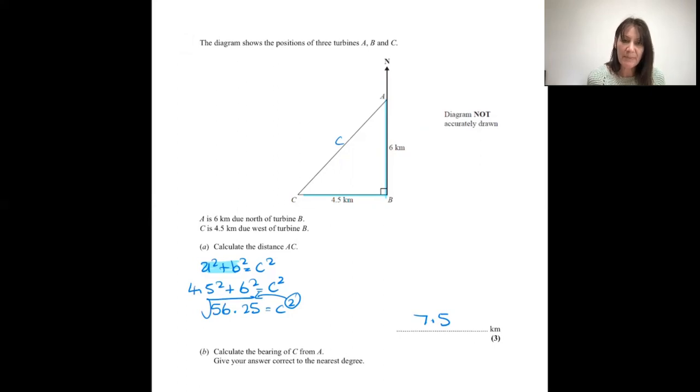And then we start talking about bearings. The bearing of C from A. That means I'm at A, so I'm here, and I'm going to be traveling to C. Now, a bearing is always measured clockwise. So what I want is that entire angle there. Now, I know angles on a straight line add up to 180. So I know that that side is 180, and then inside the triangle is actually what I'm looking for. So that is the angle I need to find.